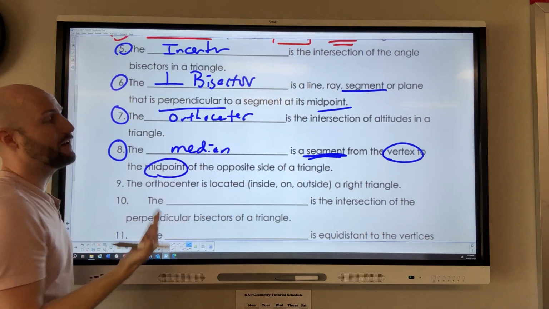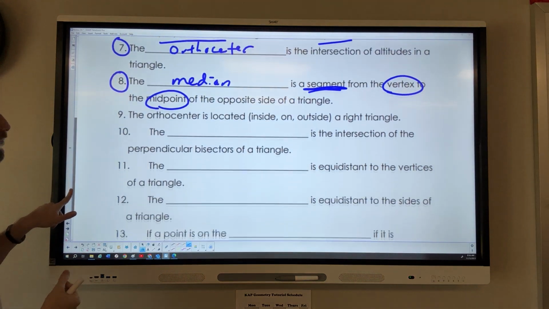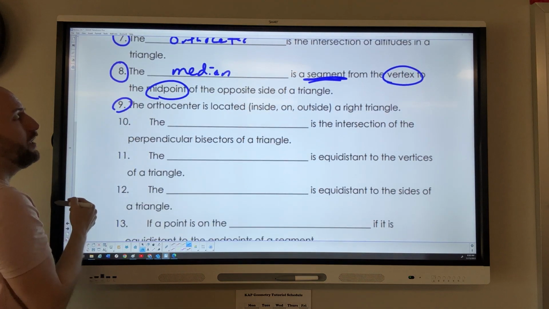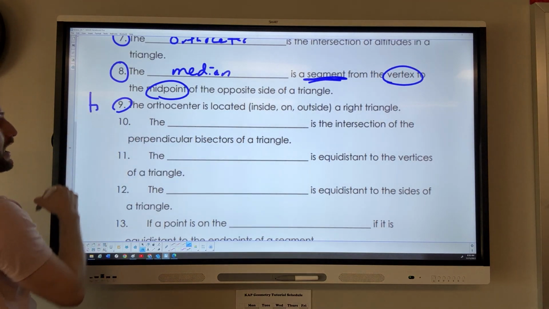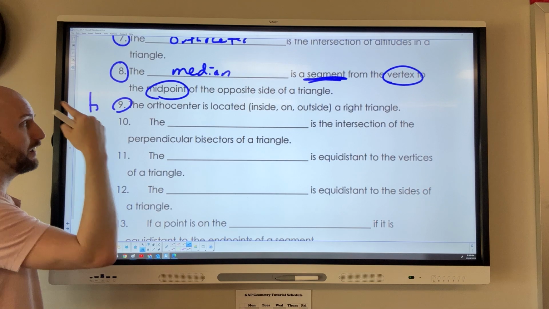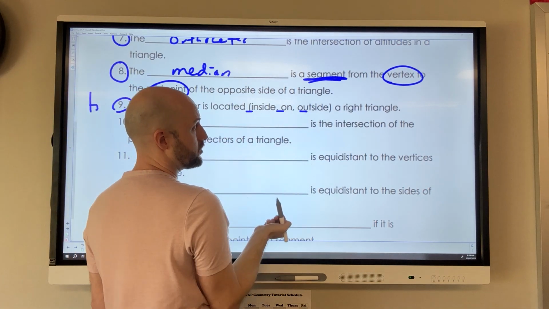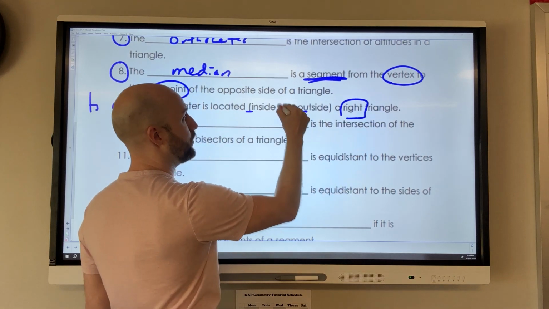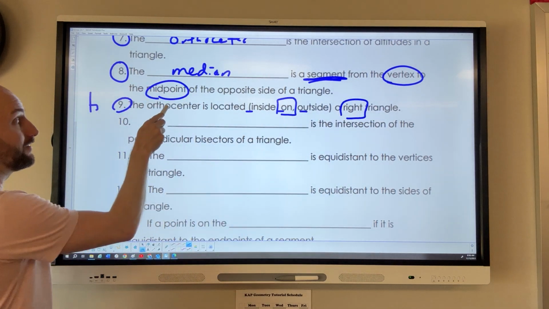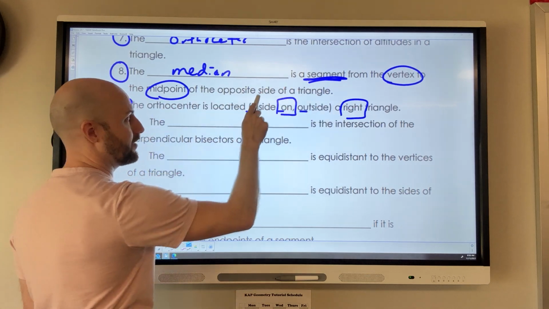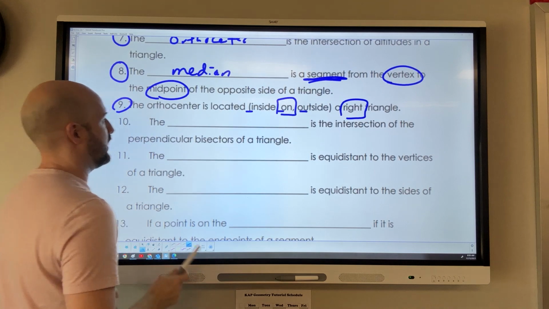Again, all the medians intersect at a centroid, but one of them is a median. The orthocenter uses altitudes. So anything that uses the right angle, the perpendicular bisector and the altitude, those are the ones that have that in, on, out feature. For a right triangle, this one is going to be on. But if I talk about the centroid, I don't care what this says, the answer is always inside. Or the in-center is always inside.